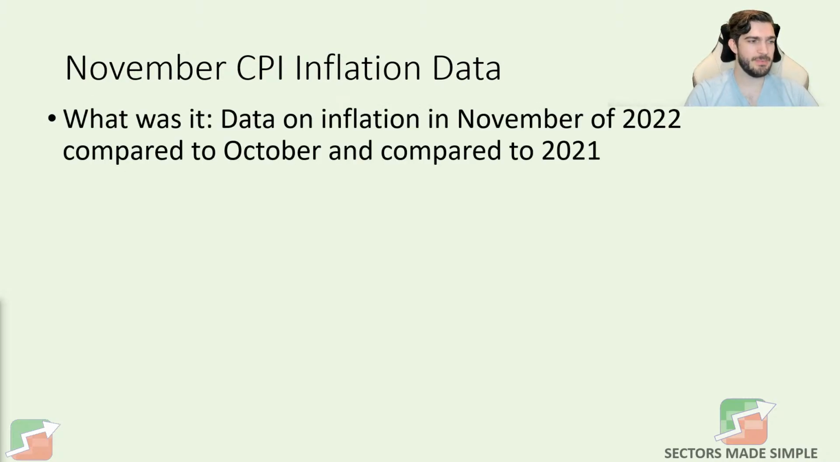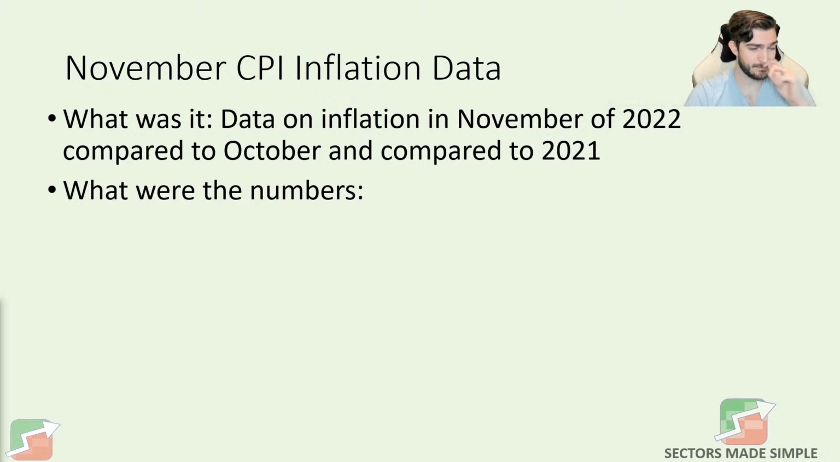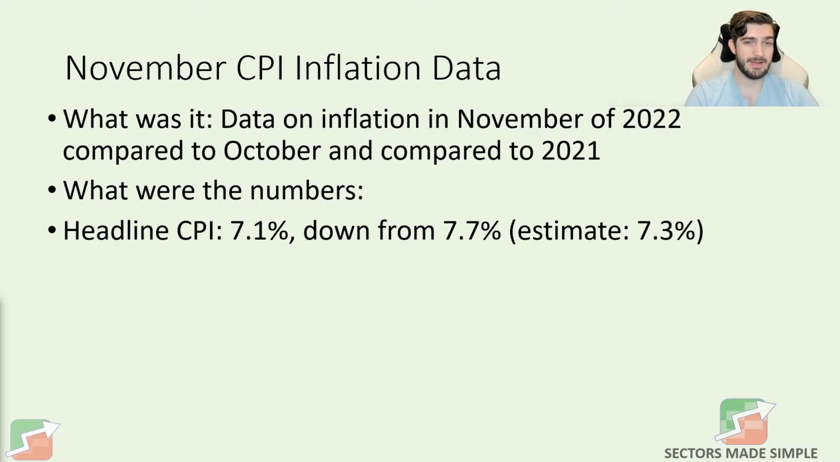So, November CPI data. What it was data on the rate of inflation in the United States in November of 2022 compared to October, but also compared to the same period, November of 2021. These numbers, we saw a headline CPI, so that is the number that probably everyone's going to talk about in news articles and all of that. It includes most of the things that an urban consumer will buy. And yes, thank you, Melly. CPI stands for Consumer Price Index.